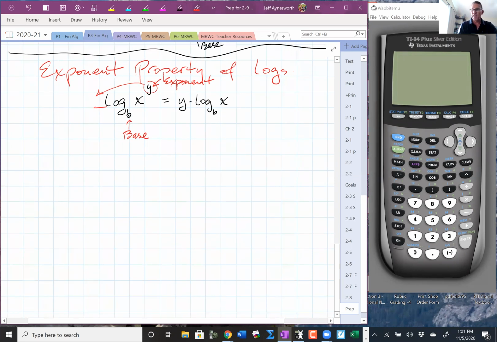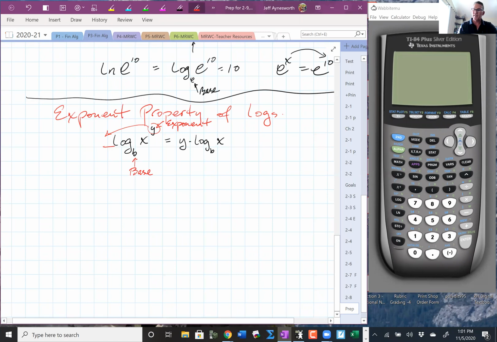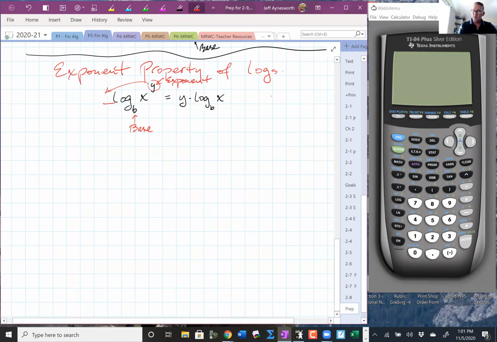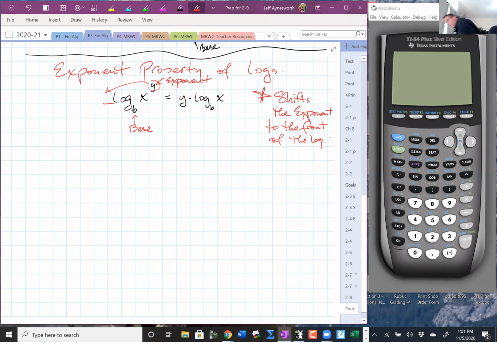Let me write down what I did in simple words so you guys can think about it correctly. This property just shifts the exponent to the front of the log. That is the easiest way I can explain it. And here in a minute, after I illustrate this, you'll see where it comes out, because in all the financial problems that we're going to be solving in section 9, we're going to use this property every single time.